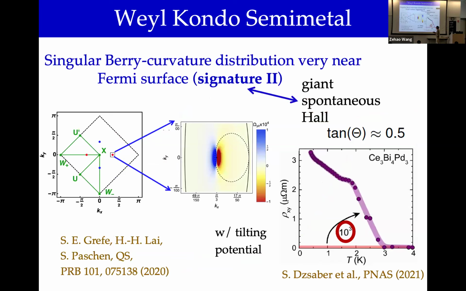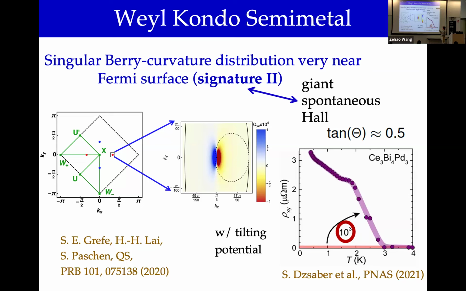And moreover, if the nodes are pinned near the Fermi energy, you could have slight deviation of filling so that the Fermi pocket, the Fermi surface, would be very small and centered around the Weyl nodes. So that means that on the Fermi surface, the Berry curvature will be extremely large. It was explained earlier this morning that at a Weyl point, the Berry curvature diverges. So if you have a tiny pocket, Berry curvature on the Fermi surface will be extremely large.